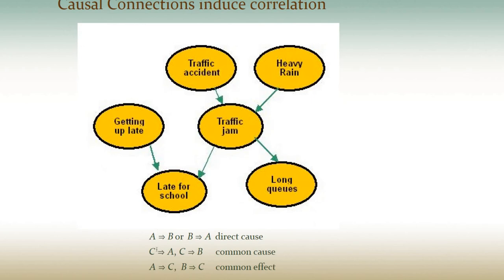So we have direct causes. A causes B or B causes A, like the ones where there's an arrow. Heavy rain causes traffic jam, or getting up late causes late for school.